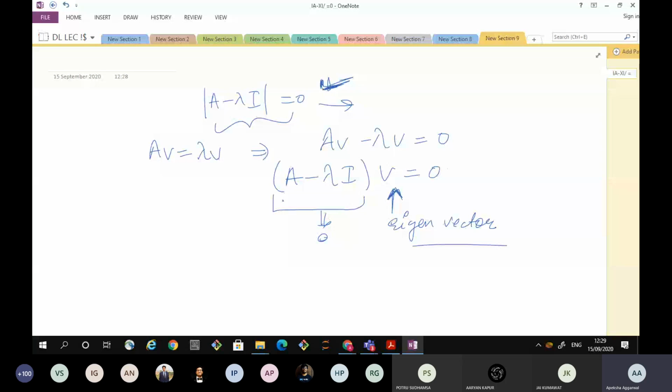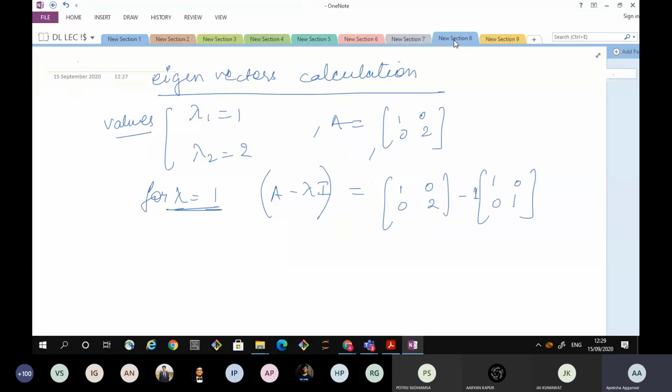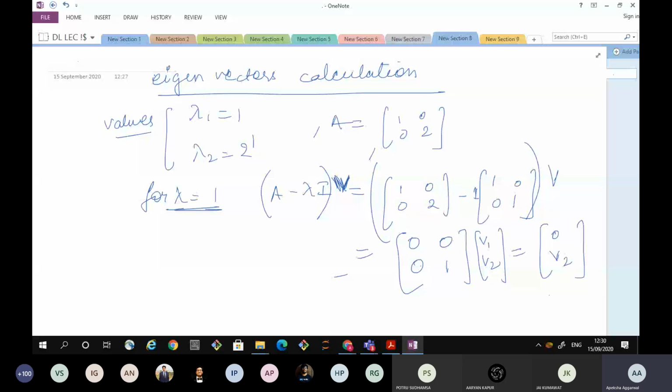Now v is the eigenvector originally. So while calculating this value, we have A minus lambda I into v over here. We want to calculate this v. It will look something like this: 1 minus 1 is 0, 0 minus 0 is 0, 0, and 2 minus 1 is 1. Now this v is again the eigenvector, so I can write this as v1 or v2. So this is something like 0 comma v2. So this is my first eigenvector for lambda equal to 1.